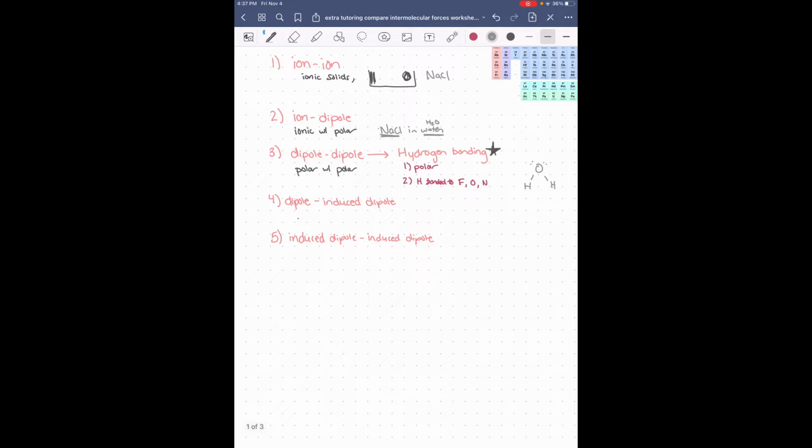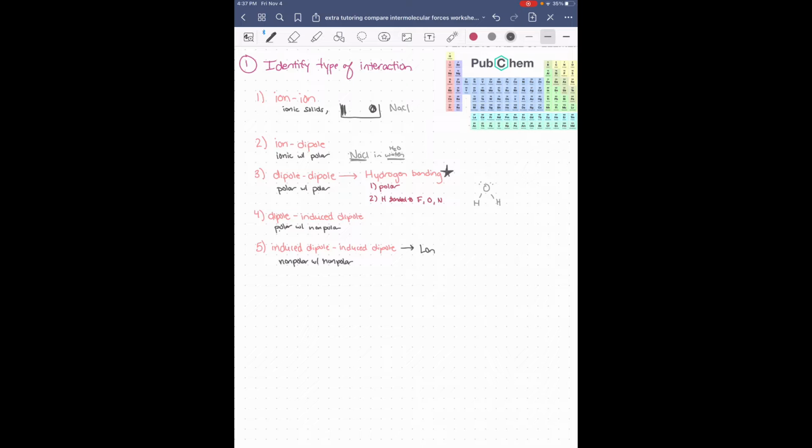Then we have dipole, induced dipole, and that is when you have something polar with something nonpolar. And then induced dipole is when you have nonpolar with nonpolar. Do you guys remember what the other name for this is? London dispersion. And remember, everything experiences London because everyone wants to go experience London. So yeah, everything experiences London dispersion forces.